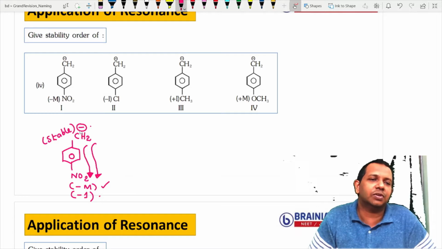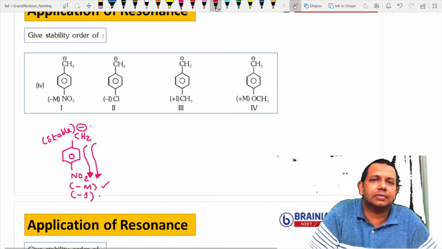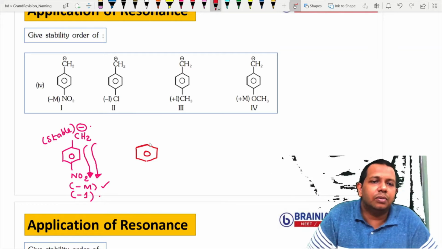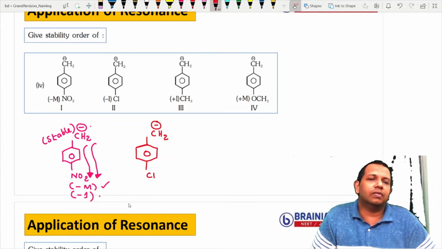Okay, if plus charge was there, the opposite will happen, correct? Now next species, if you take, okay, so you have a benzene ring. In this benzene ring you have CH2 minus and you have chlorine present. Now what will chlorine do?